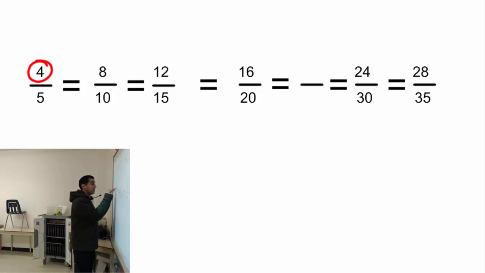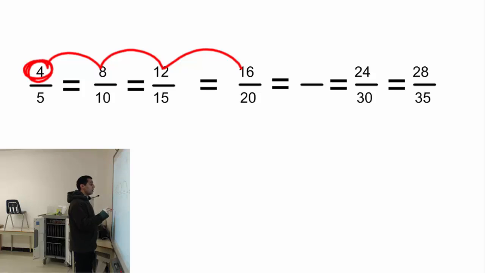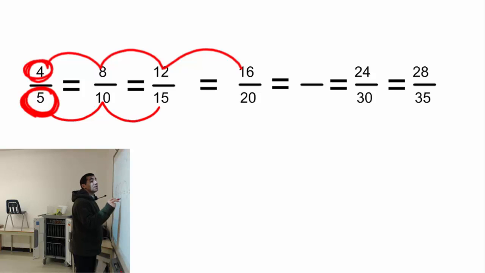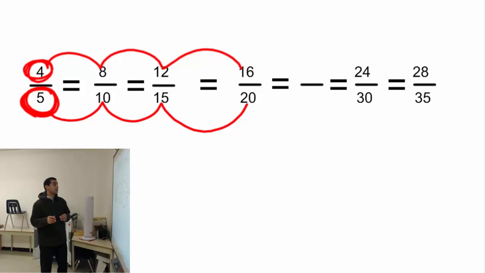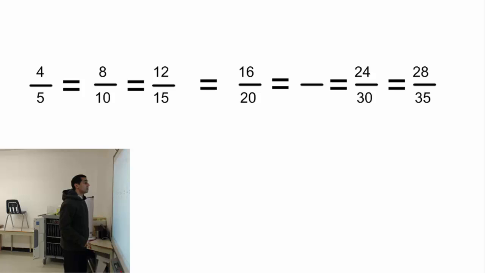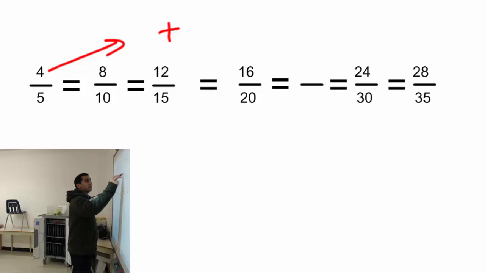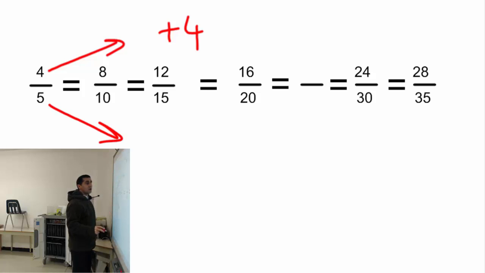So this is the number we should always add to get the next number. 5 plus 5 is 10. One more 5 is 15. One more 5 is 20. Yes, I think I just figured out the pattern. The numbers here always go up by 4. The numbers there always go up by 5.